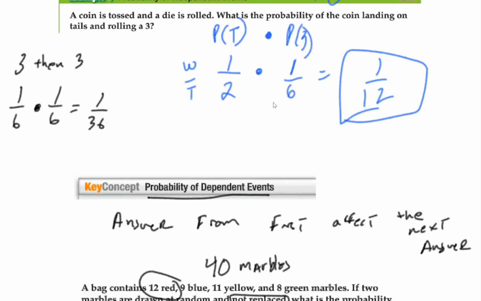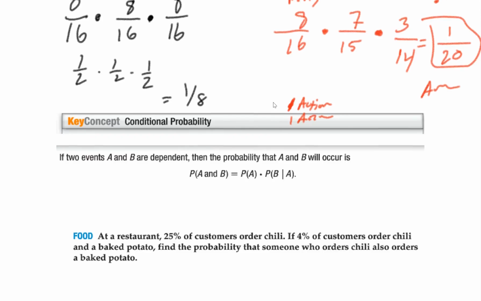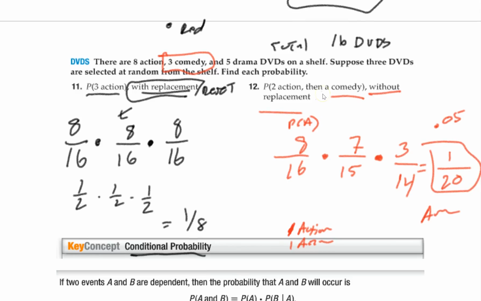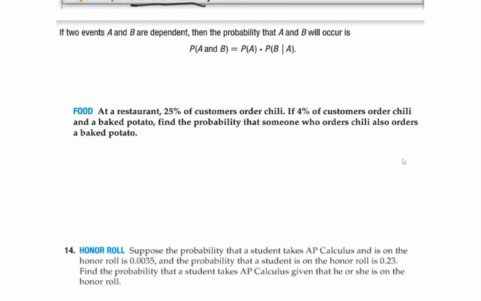Now the next thing we're going to do is a little more complicated than that, and that's called conditional probability. Conditional probability is all about, if something happened, what's the odds of something else happening? So conditional: if A occurs, what's the probability B occurs? So over here, if I said on the first 2 tries I got action, what's the probability on the third I'm going to get a comedy? The answer would be 3 out of 14, because the first 2 times I got action, so now there's only 14 DVDs left, and the odds of getting a comedy are 3 out of 14. That's the idea of conditional probability.